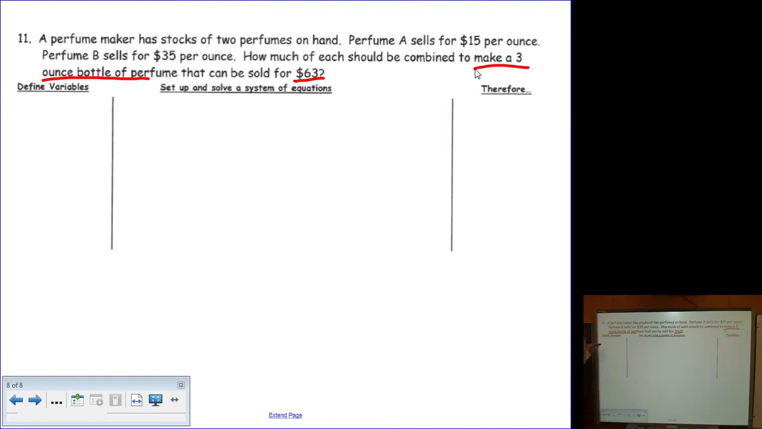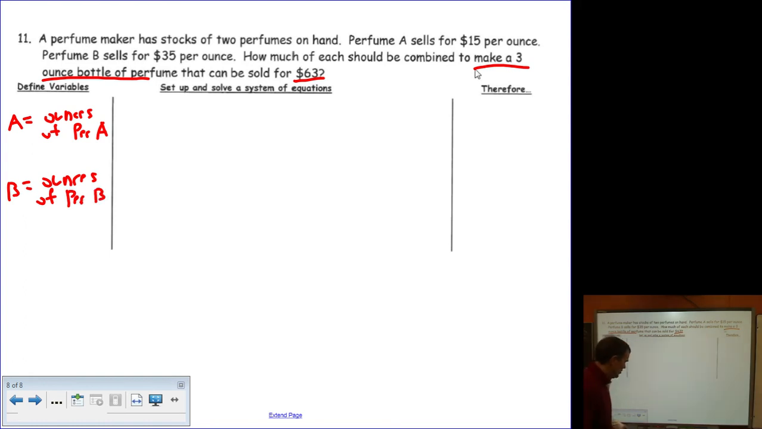Let's see. I'm actually going to use A and B. A is going to equal ounces of perfume A. And I will have B equal ounces of perfume B. So, as is typically the case, since I want to make 3 ounces, the ounces I use of perfume A plus the ounces I use of perfume B need to add up to 3 ounces total.